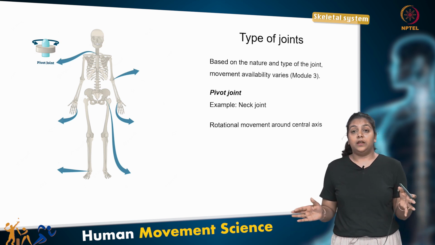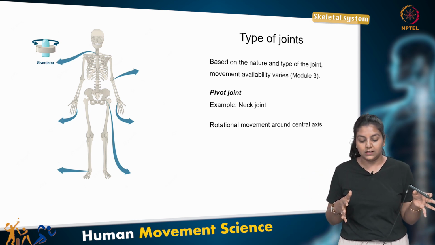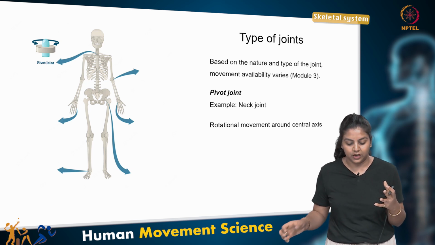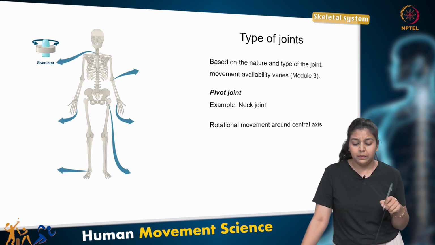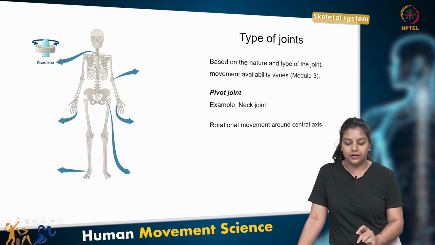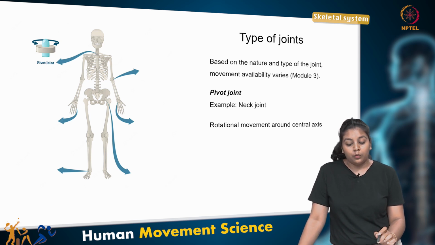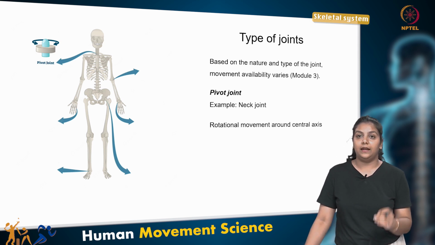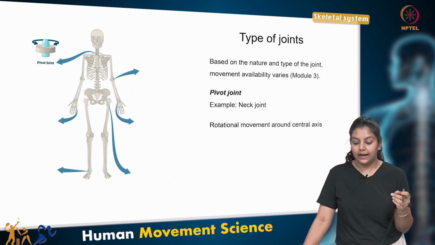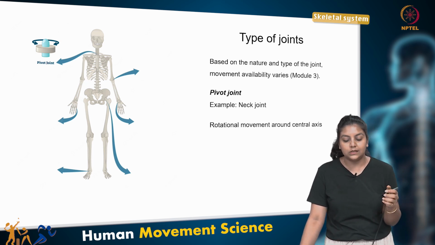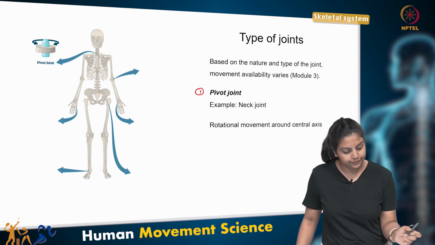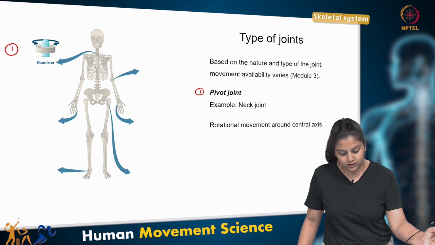So now that we looked at the different categorization of the joints, let's look at how are these named, and based on their type or the shape of these joints, how exactly the function happens. So based on the nature and the type of the joint, movement availability varies. How the movement availability varies and what movement is available at each joint, we will be looking at that in module 3. For now, let's look at the type of joints. So the first type of joint is a pivot joint, right? So that's a first type of joint.